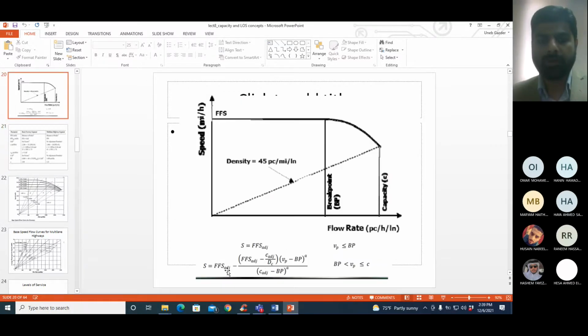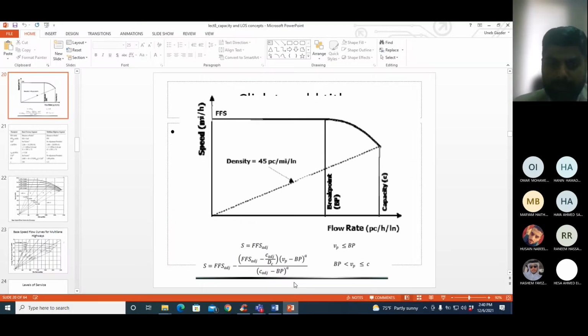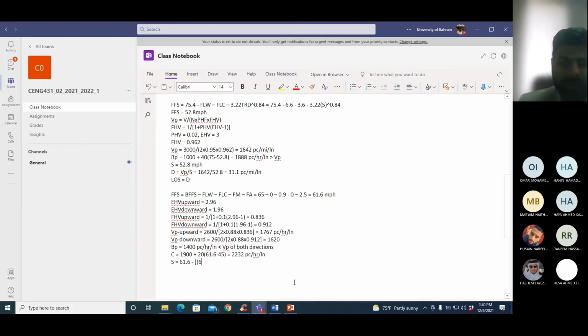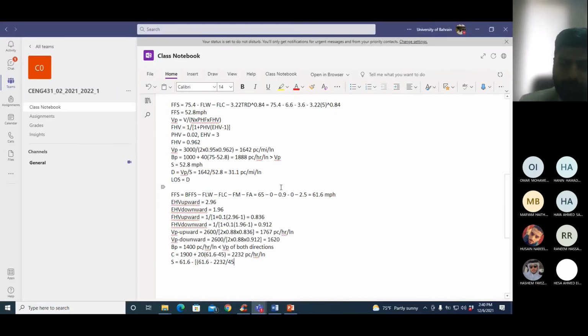So the speed equation is this. S equals free flow speed 61.6 minus, free flow speed again 61.6 minus capacity 2232, divided by the density at capacity. Density at capacity, I have mentioned earlier, is fixed at 45. So DC is 45 for all cases. Divide by 45.